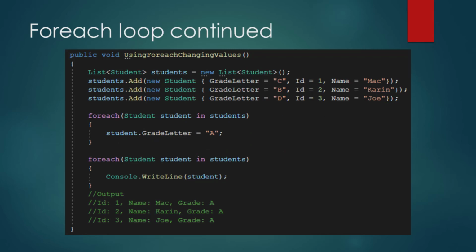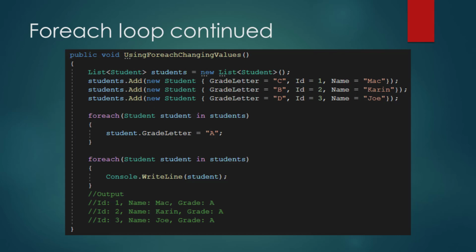If we're using custom objects, we can also change individual properties for each element in the list. For example, say I have 3 students in my list all having different grade letters, and I was feeling super generous as a teacher. So in my first for each loop, I could change all of their grade letters to A, and in the second one, we could print them out. Now normally we'd want to do both of these steps in the same for each loop, but I wanted to show you here that the values would actually change.